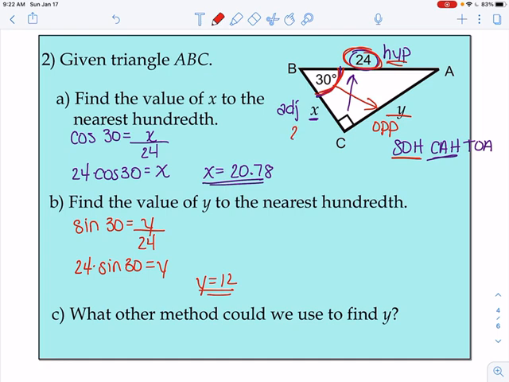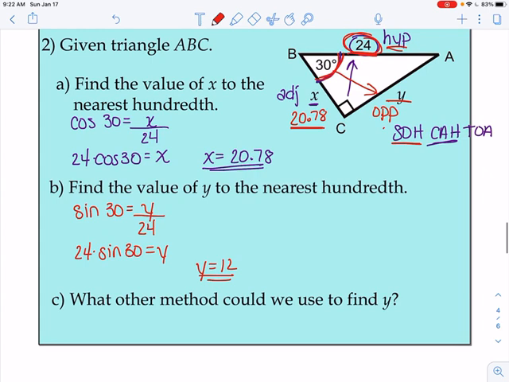Okay. Part C says, what other method could have been used to find y? Well, once I know that this side was 20.78, now I have 2 sides of a right triangle and I'm only missing the third. You also could have used the Pythagorean theorem. All right, so the Pythagorean theorem.